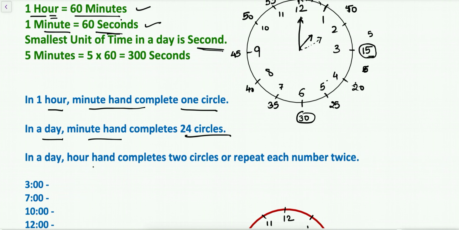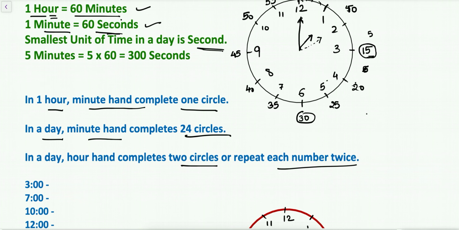In a day, the hour hand completes 2 circles, or repeats each number twice. That is, we have AM and PM. So it will start from 12 midnight to 12 noon, that is one circle the hour hand completes. And again from 12 noon to 12 midnight, another circle. So that's why we have a total of 24 hours.